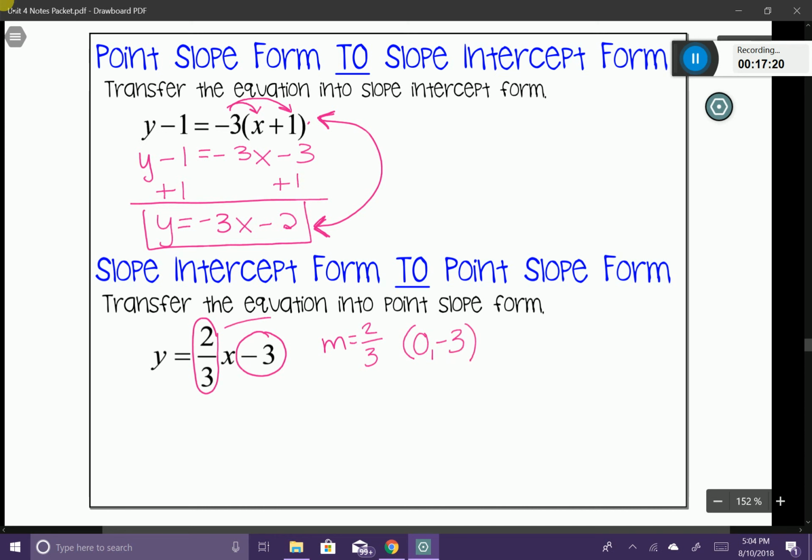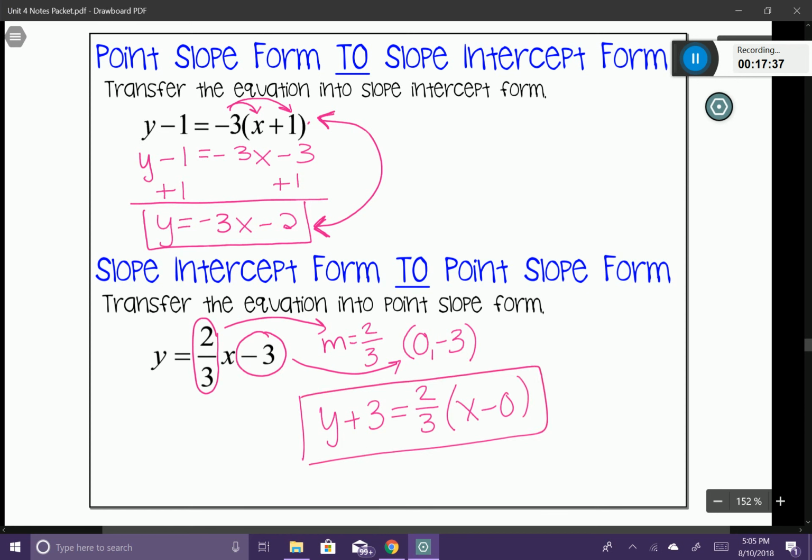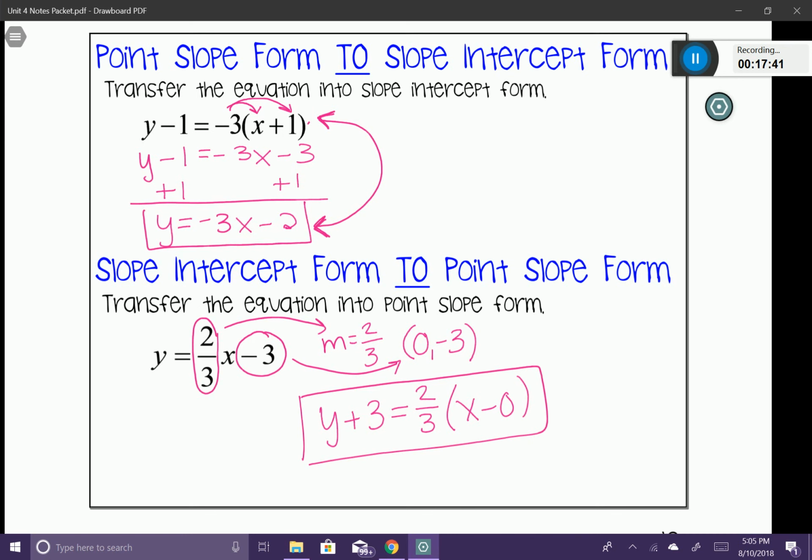Once I extract that information out of my slope-intercept form, I can easily put it into point-slope form. Y plus 3 equals 2/3 times x minus 0. And I'm all done. Okay, the key thing to know about point-slope form is that you can always create an equation given a point and a slope.